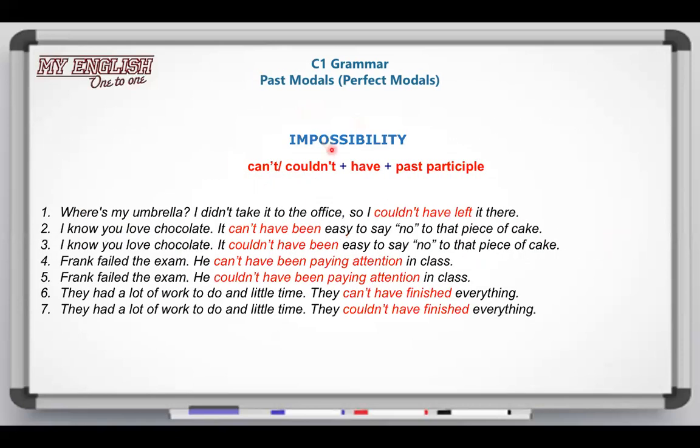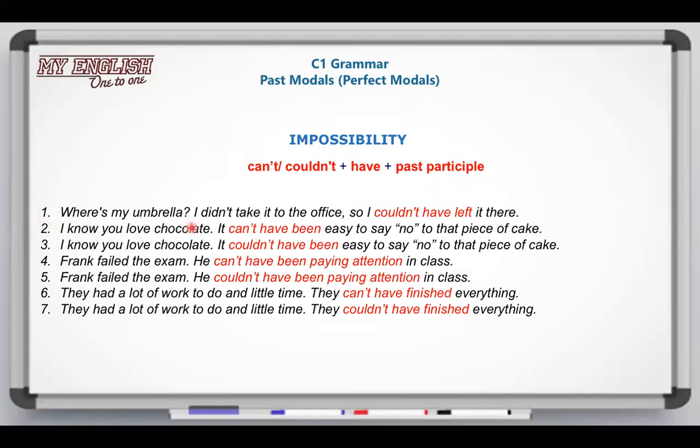All right, impossibility. For impossibility, we use can't or couldn't plus the present perfect. The present perfect, remember, is the sequence have and participle. Let's check 7 examples. Again, I want to repeat and emphasize that for these examples, we first set a context either in the beginning or at the end of the sentence, and then we present the impossibility case with the past modal.